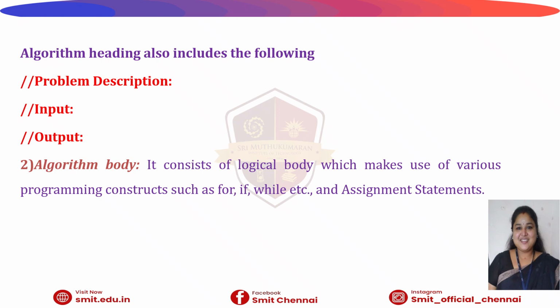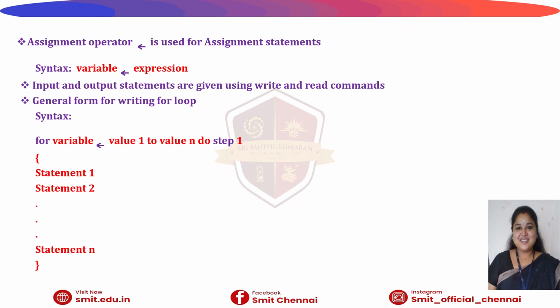The algorithm body should include all the other characteristics included in a C program: assignment statements, if statements, while statements, for, while, any kind of operations. For assignment, in the C program we use the equal to symbol, but in the algorithm form we use a back arrow for assigning values. In the C program it is variable equal to expression, but here it is variable arrow expression.